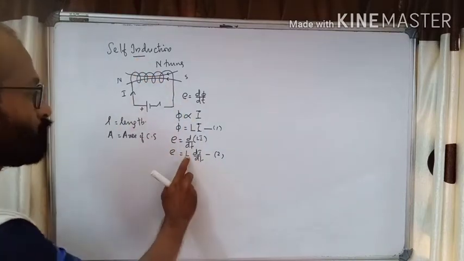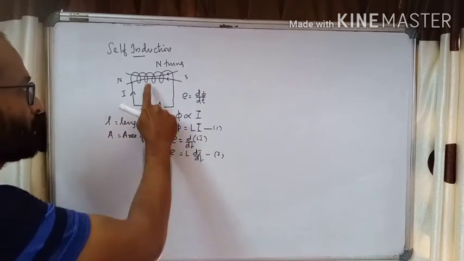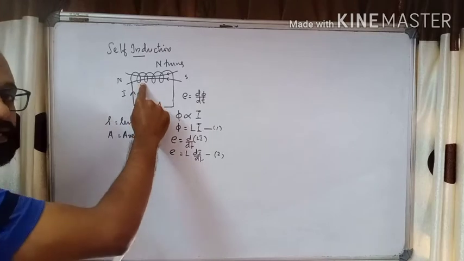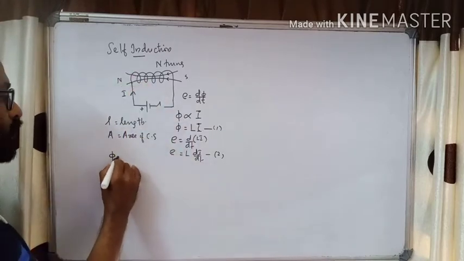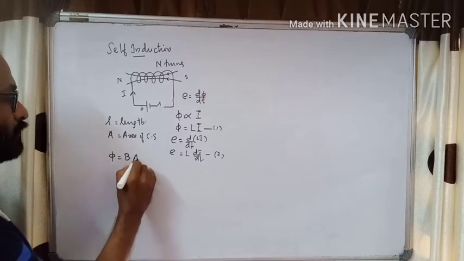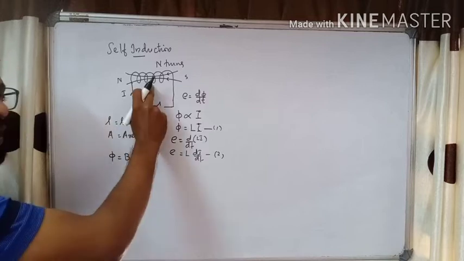Now we need to get the equation for self-inductance. For getting the equation of self-inductance, first we will write the magnetic flux linked to each turn. For each turn, we know that magnetic flux has the equation phi is equal to B into A. B is the magnetic field, A is the area. What is the magnetic field due to the solenoid?